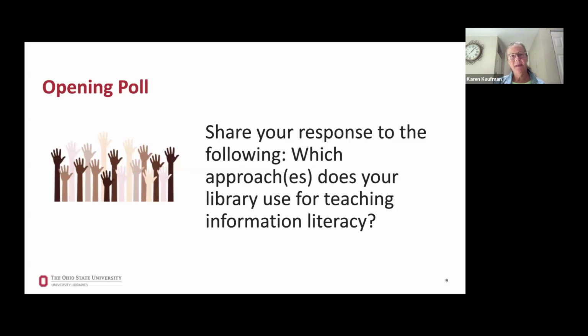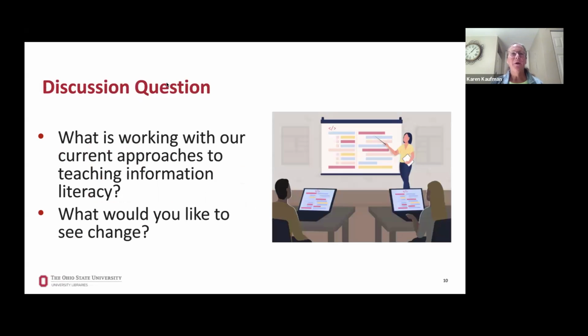All right. So we're going to go to our panelists now, and we have a few questions. The first question, it's two-part, I guess, is what is working with our current approaches to teaching information literacy? And then secondly, what would you like to see change? So I'll open this up to the panelists, and if somebody wants to get us started, jump right in.